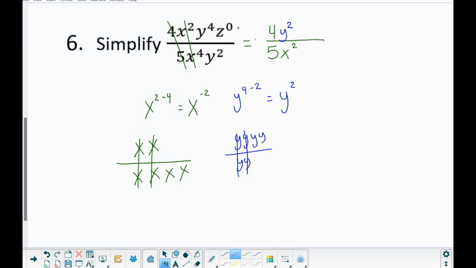And then finally, we have our z to the 0 power. Now, anything to the 0 power equals 1. So it'd just be having a 1 here. Now remember, anything times 1 is itself, so that 1 really doesn't make a difference, so I can just get rid of it altogether. And that's going to be our final answer.